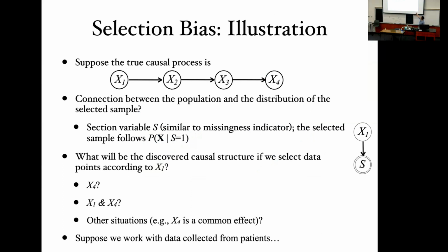Suppose this is a true causal process, and we have S right here. S is a selection variable. If S is 1, we keep that point. Otherwise, we don't use it, so in the sample or data set, you don't have that point. So here, suppose this is the truth. What do you think the discovered causal structure will be if we have selection bias right here, depending on X1? If we select data points according to the values of X1 in this case, and you apply a causal discovery method to the selected data, can you recover this graph?